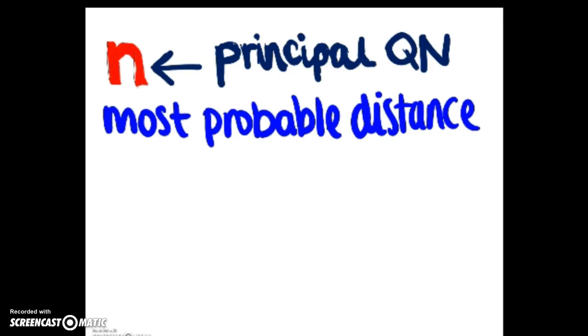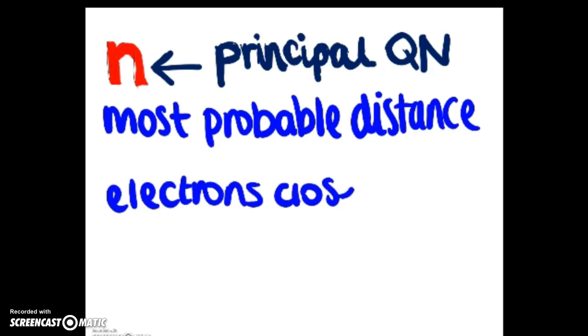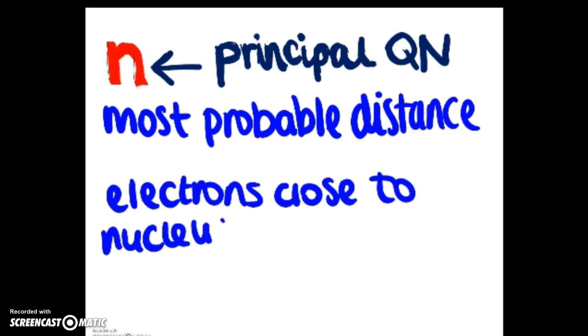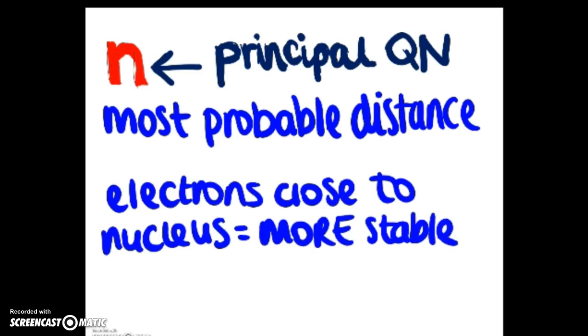From this, we can also find information about the energy of the electron. The electrons closer to the nucleus will be more strongly attracted to the positive charge of the nucleus, so will be more stable, as there is a larger force of interaction between that electron and the nucleus. As they are more stable, they will also be at a lower energy, as it would take a lot of energy to remove them.